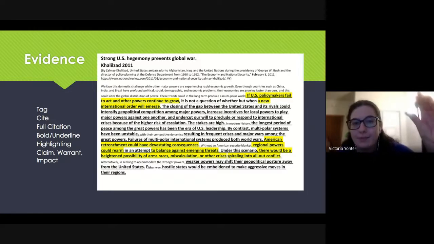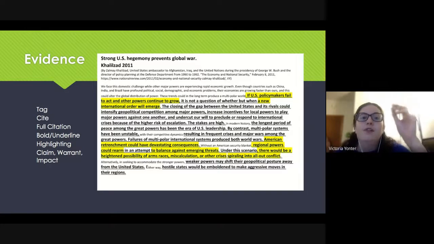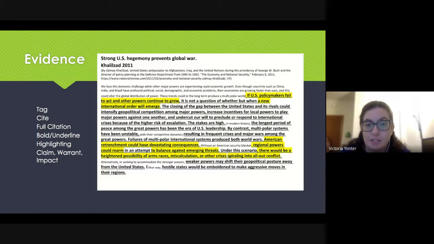So you'll see the claim is strong U.S. hegemony prevents global war. The warrant is about a new international order emerging, and that American retrenchment could have devastating consequences. Regional powers could rearm to balance against emerging threats. And now the impact, why do we care about all of this? There would be a heightened possibility for arms race, miscalculation, and other crises spiraling into all-out conflict. Okay. And so that's the claim, warrant, impact model that evidence has.